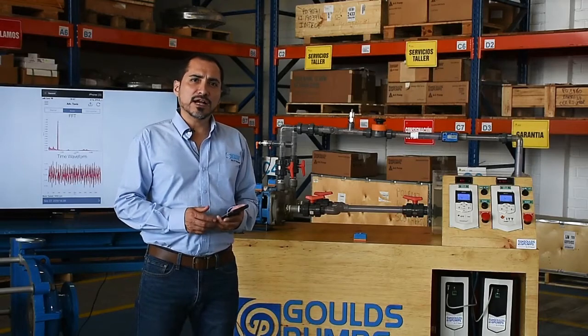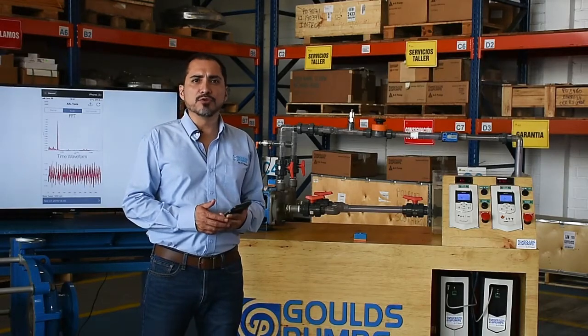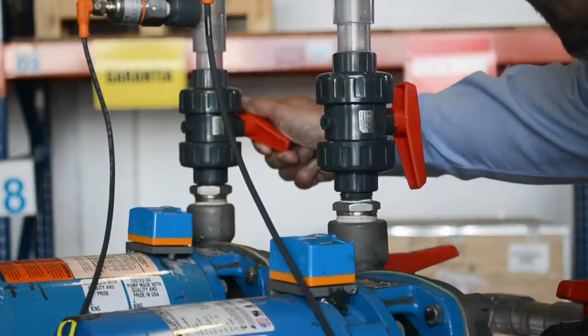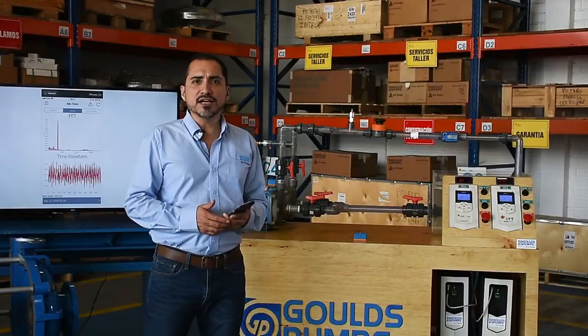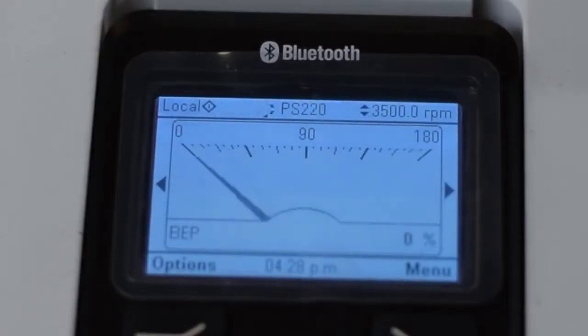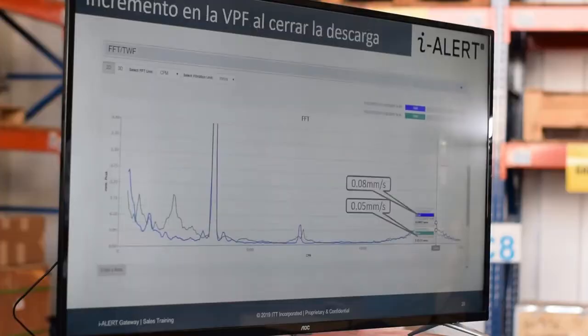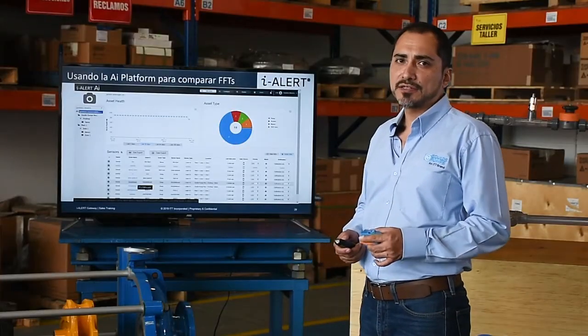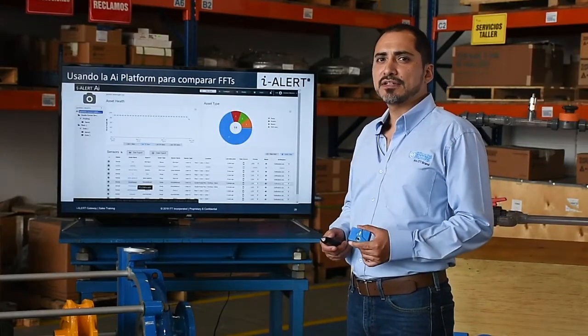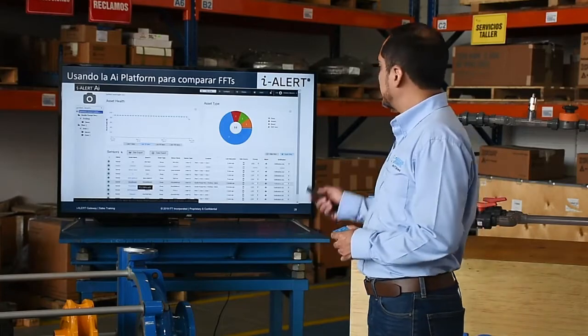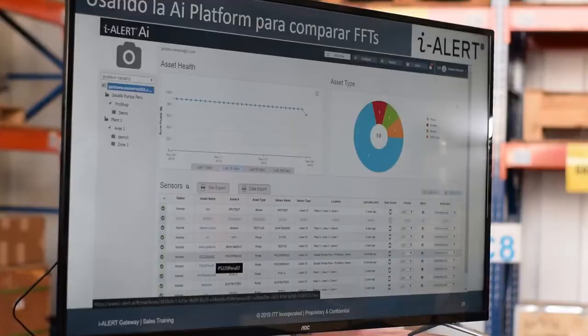Let's now look at the spectrum of the operation with the blocked discharge. We close the discharge valve and take a new spectrum. Now the pump is running at 0% of BEP. Now we observe in the FFT that the amplitude at the vane pass frequency has increased from 0.05 to 0.08 millimeters per second. This can be better analyzed through the AI platform, which shows the information of all the sensors in a plant in a single asset management system.